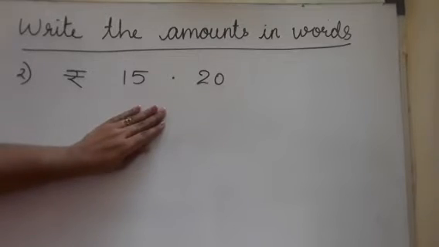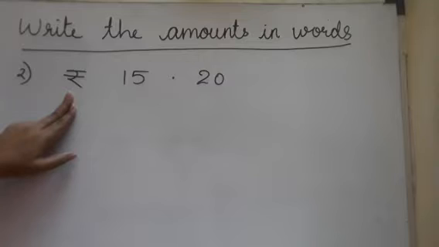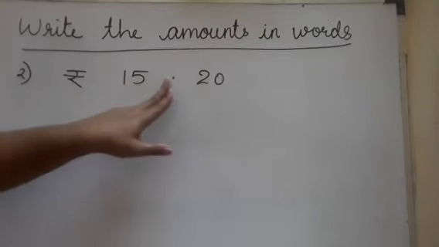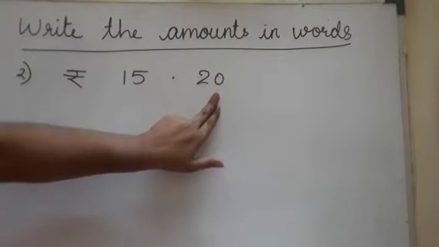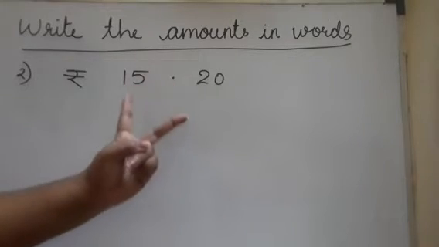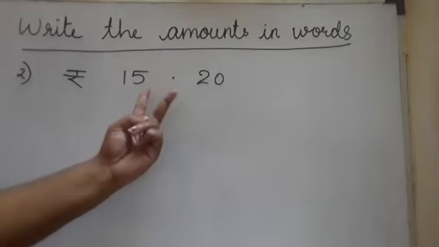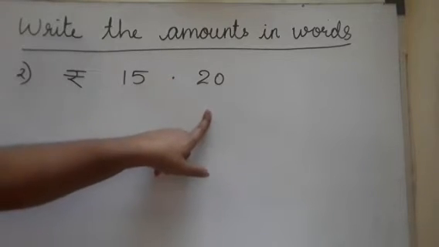Moving to the next question. Look at this. Here also, at first the symbol of rupees is given, then a number, a dot, and there is another number. We know that this dot is used to separate the rupees and the paise.